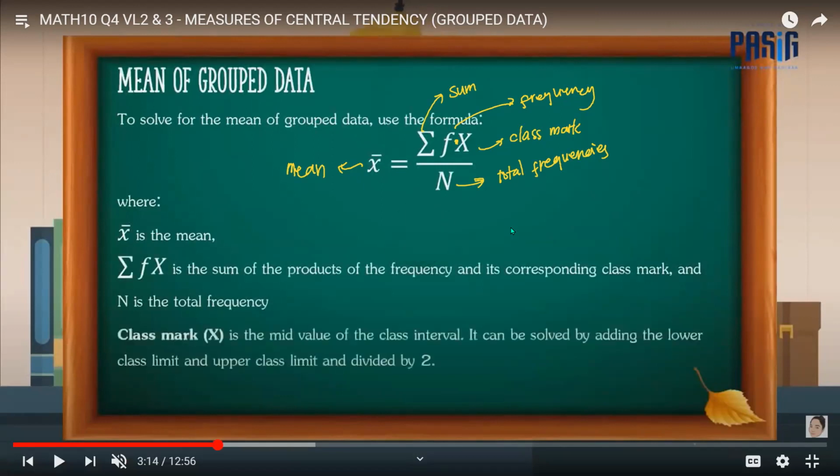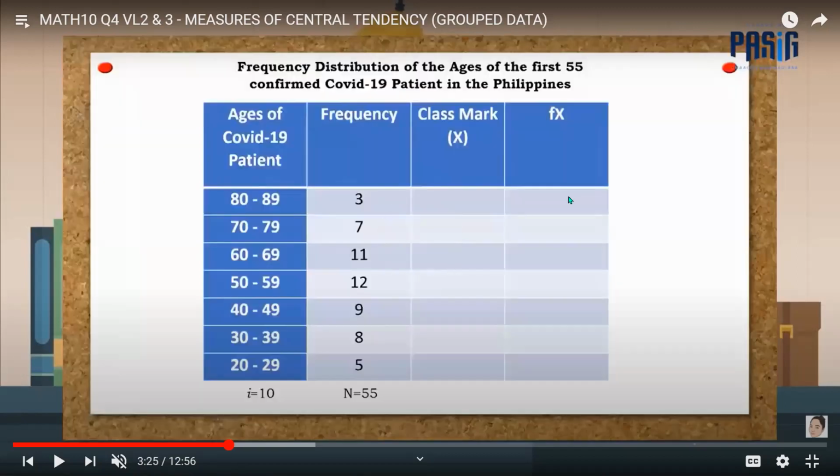And you also have the class mark. Ano yung class mark? Class mark is the mid value of the class interval. It can be solved by adding the lower class limit and the upper class limit divided by 2. So, ganun po yung way on how to get the class mark. So, para mas maintindihan nyo, let us have the example. So, ito yung example natin kanina. Dinugtungan na natin siya ng class mark at yung fx or f times x. Dapat small letter x lang yan. Okay.